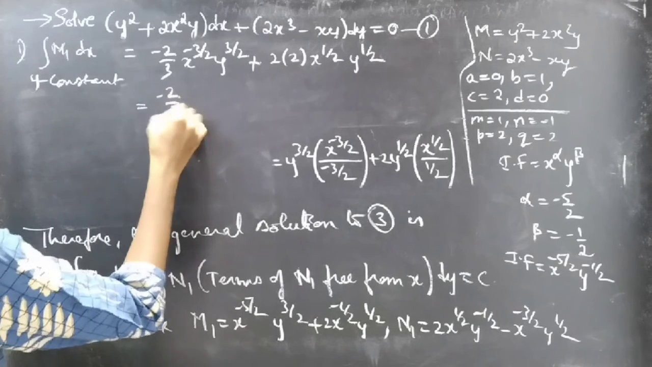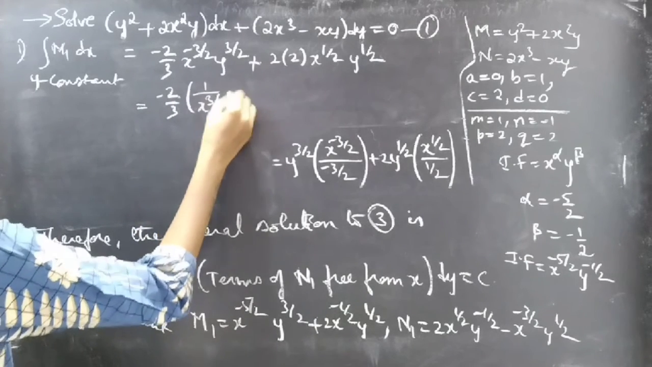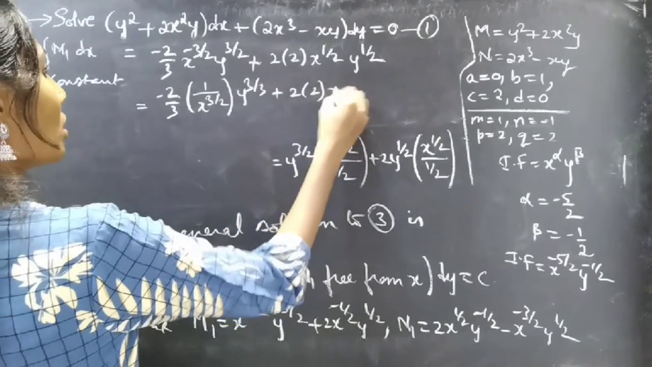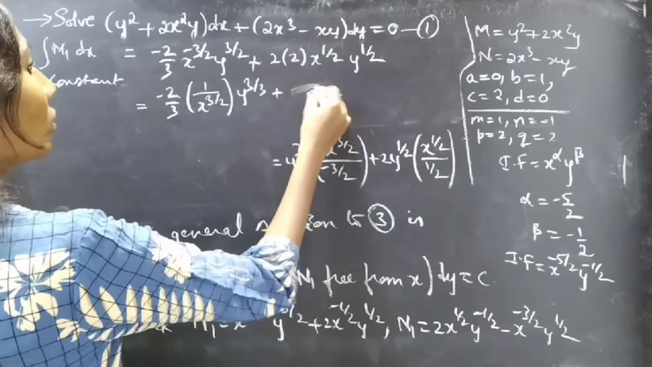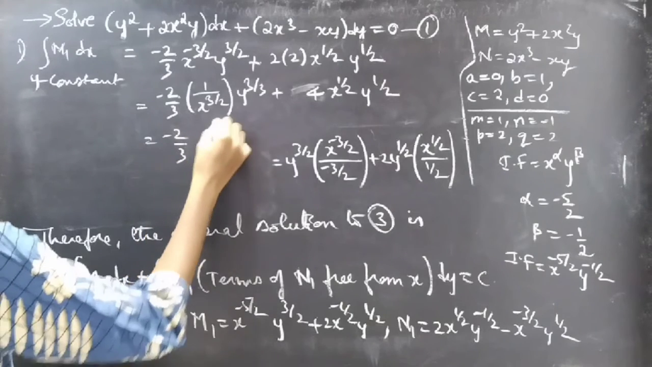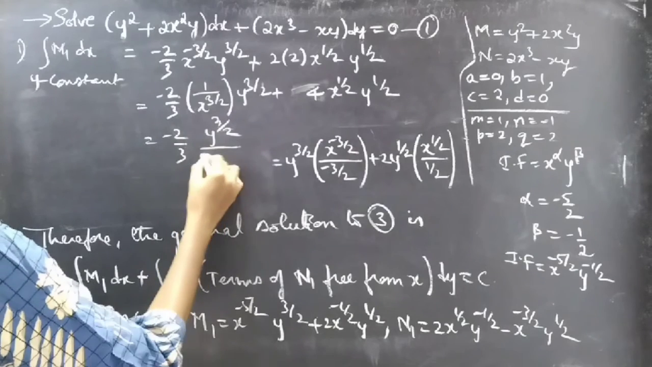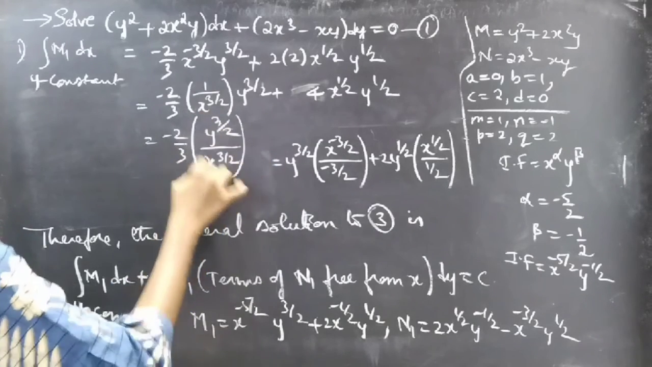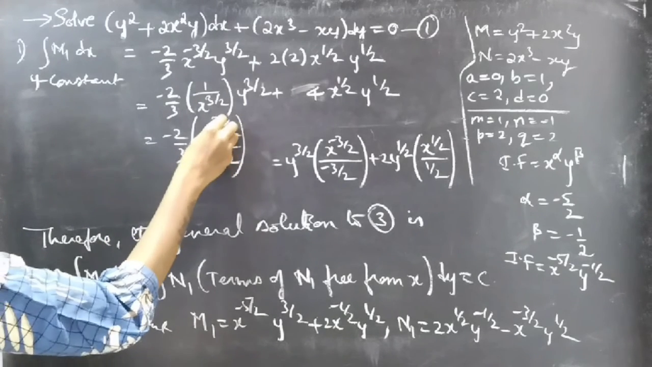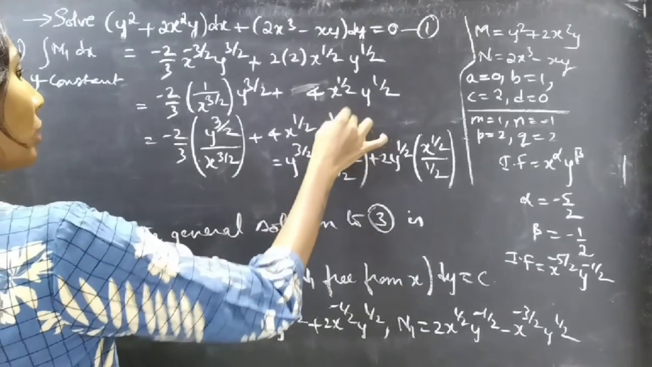Now we can write x power minus 3 by 2 as 1 by x power 3 by 2 into y power 3 by 2, plus 2 into 2, right, 4 x power 1 by 2 y power 1 by 2, which gives us minus 2 by 3 into y power 3 by 2 by x power 3 by 2. See, 1 by x power 3 by 2 into y power 3 by 2 gives us y power 3 by 2 by x power 3 by 2, plus 4 x power 1 by 2 y power 1 by 2.